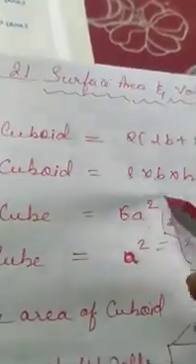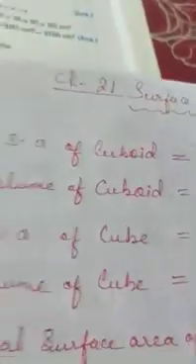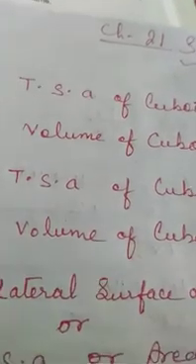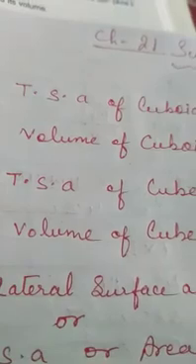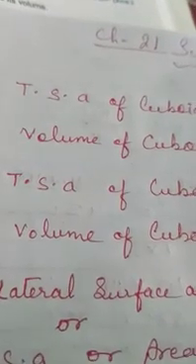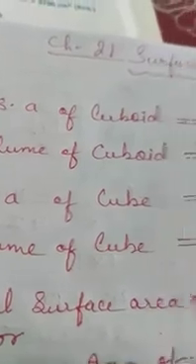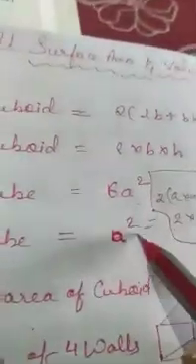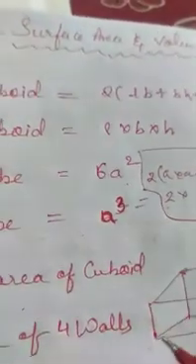Okay, children, this is just to make you understand. Now total surface area of cube understood. Volume of cube is A into A into A. Why A? Because all sides are equal. Length also A, breadth also A, and height also A. So volume of cube is A to the power 3, means A cube.